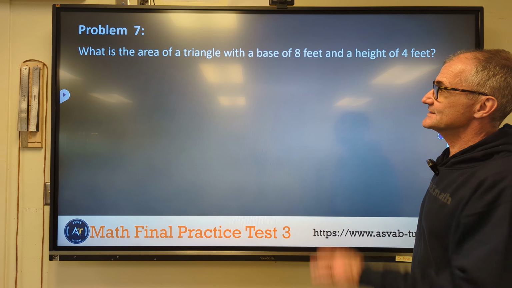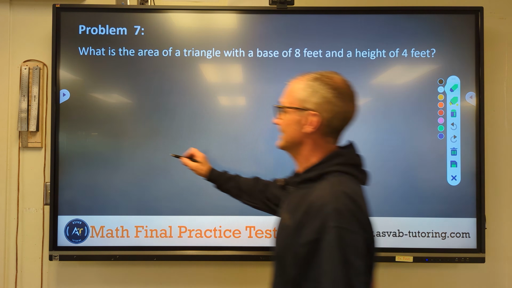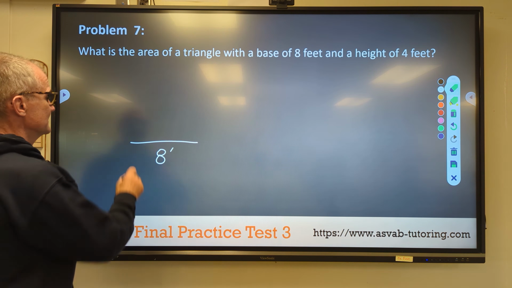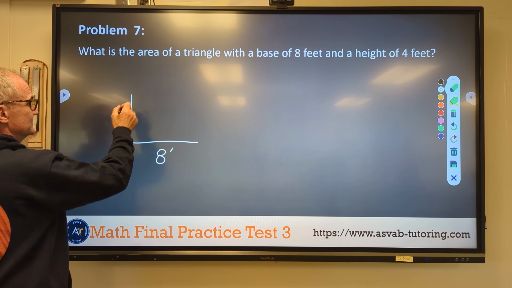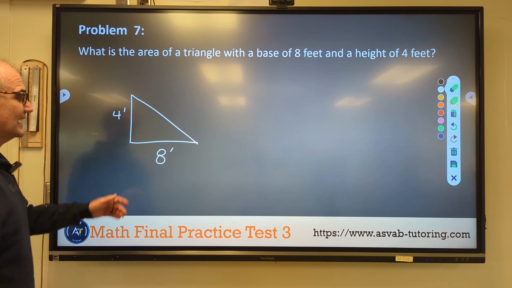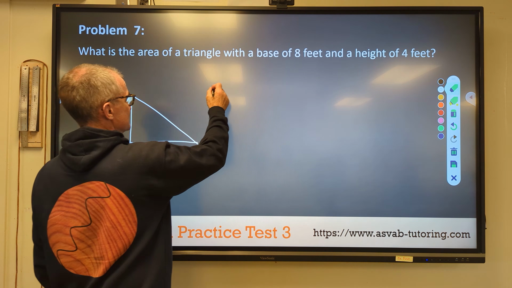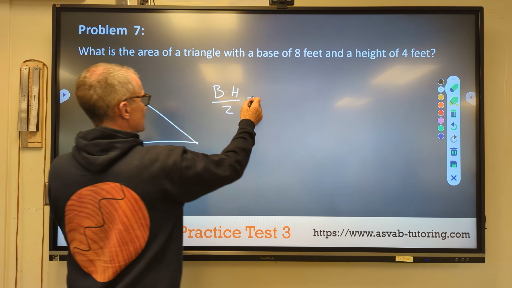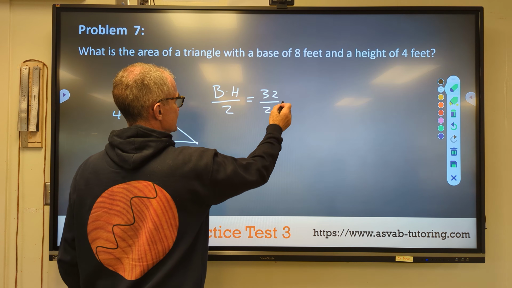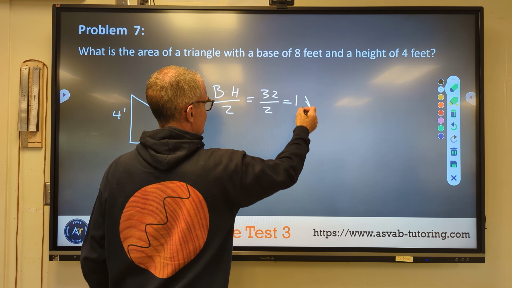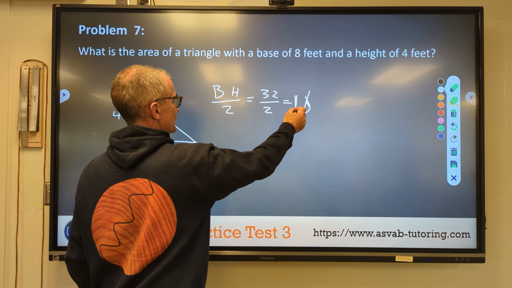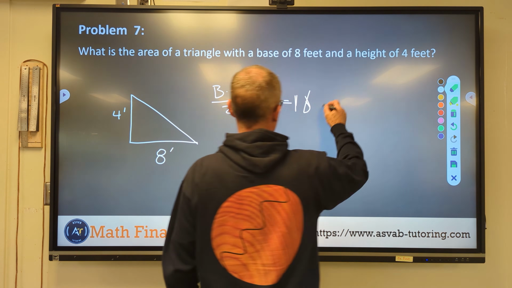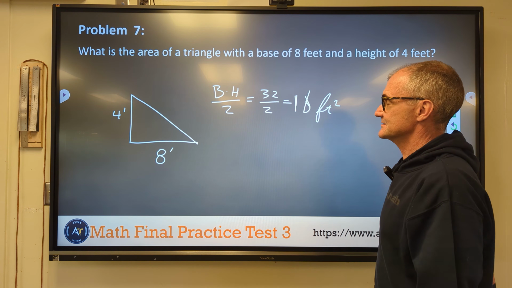Okay, problem number 7. What's the area of a triangle with base of 8 feet? I'm going to keep my units on there, 8 feet, and a height of 4 feet. This one's a little bit easier. There's a triangle. Area of a triangle is base times height divided by 2. So I have 8 times 4, 32, divided by 2, 16. And then here I have feet times feet, so feet times feet is square feet. So the answer is 16 square feet.